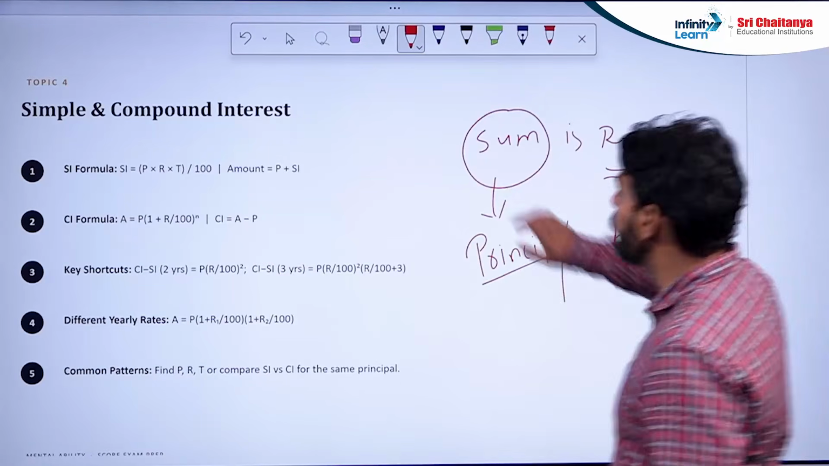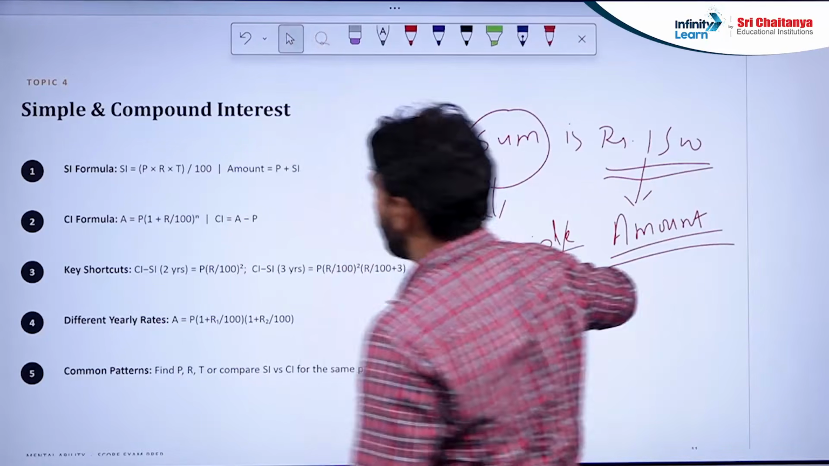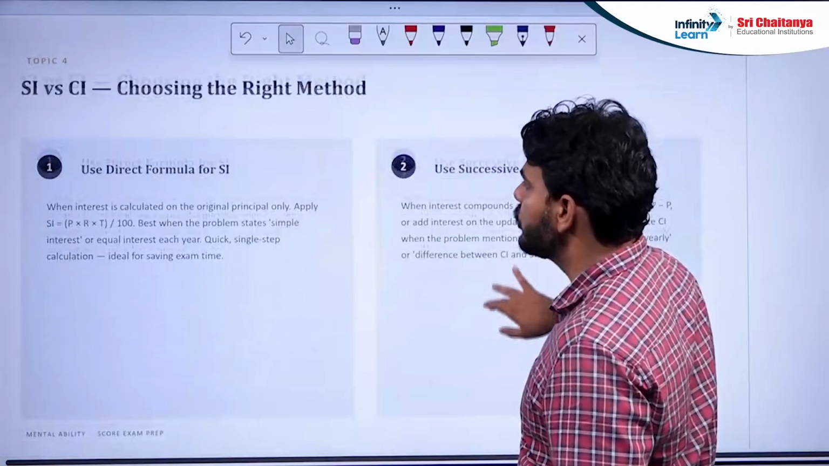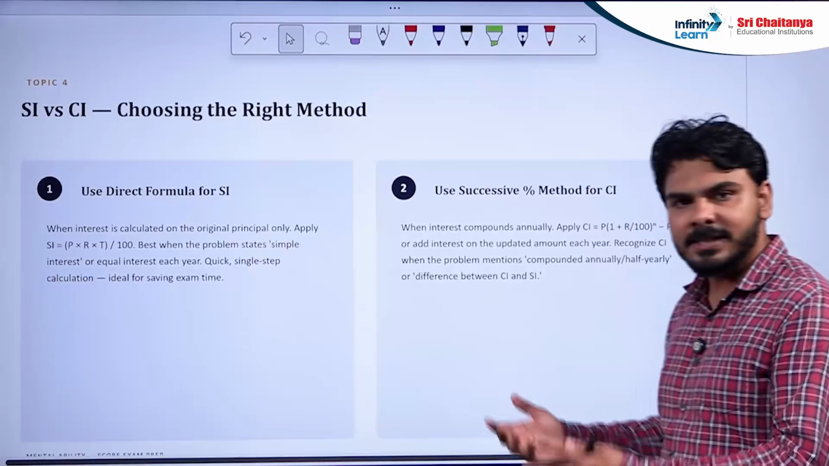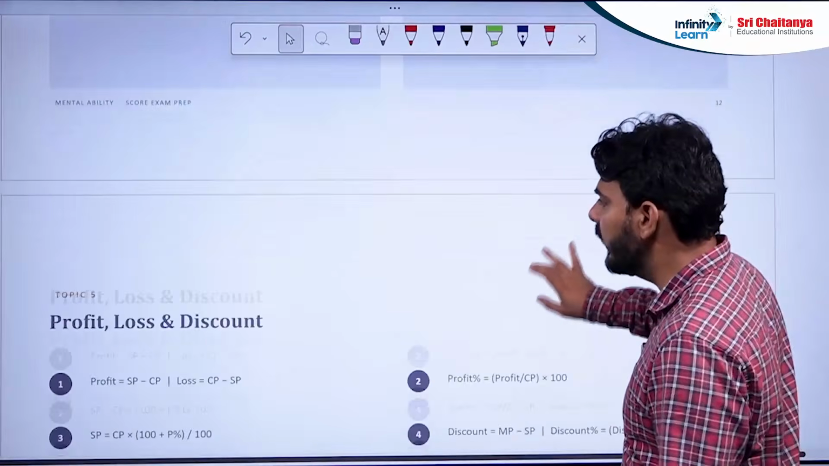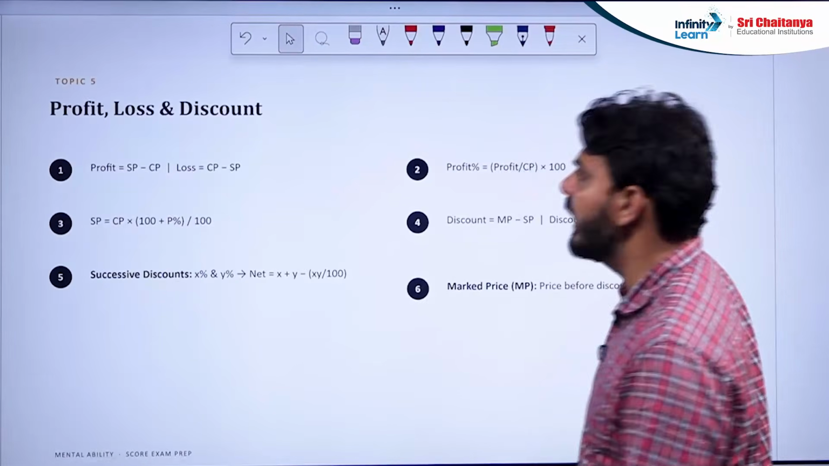So let us now move on to our next slide. Let us see what your next topic is. So the next topic is simple interest versus compound interest. This you already know. We will discuss it in detail in class only. So the next topic is profit, loss and discount.